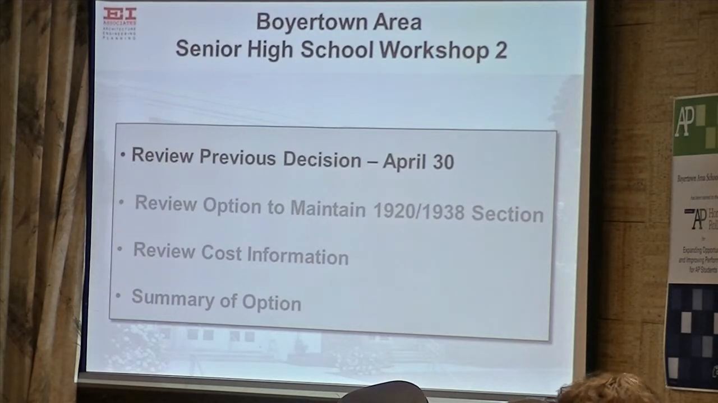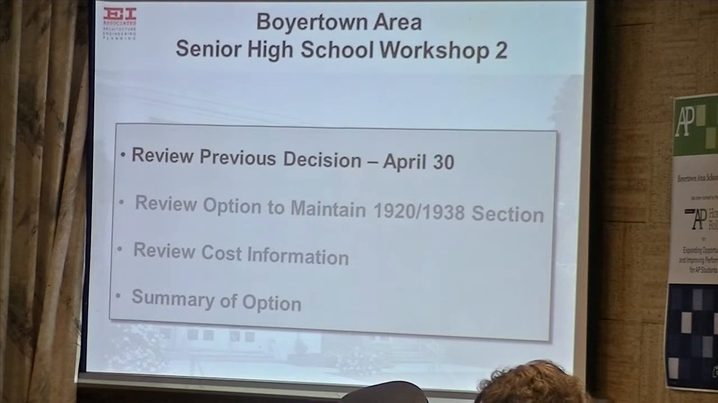So tonight we would just pick up from there and move forward a little bit, and then review some options to maintain that 1920 and 1938 section of the building, and look at some of the costs we had discussed at previous meetings that involve modifications to that building: renovation, firewall, lead process. Just review some of that cost information and summarize where we are at this point.